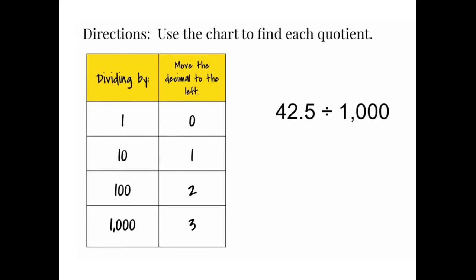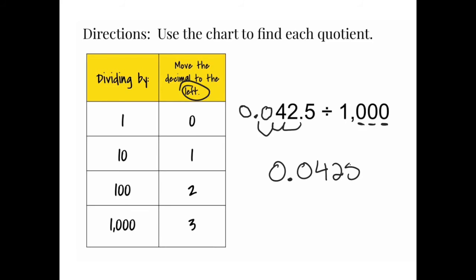Let's take a look at an example. If we were to divide 42.5 divided by 1,000, we'd first need to count the number of zeros that we need to move the decimal point to the left, and that is 3 in 1,000. So we take our decimal point and we move it 1, 2, 3 spots. You'll notice that I need to fill in a 0 in the empty placeholder, as well as a 0 for a whole number. Our final answer becomes 0.0425.